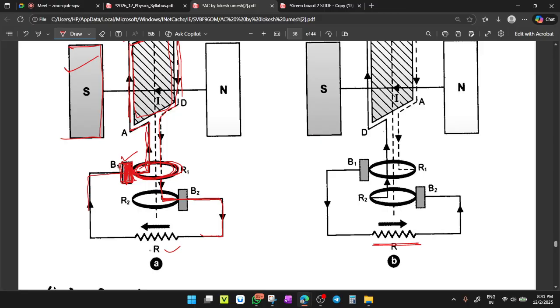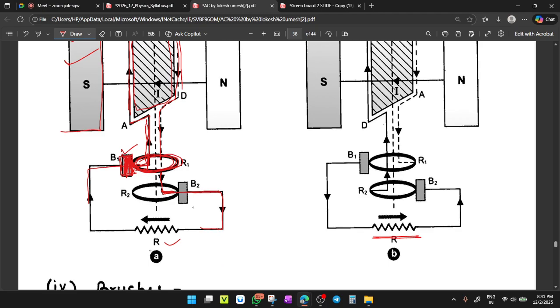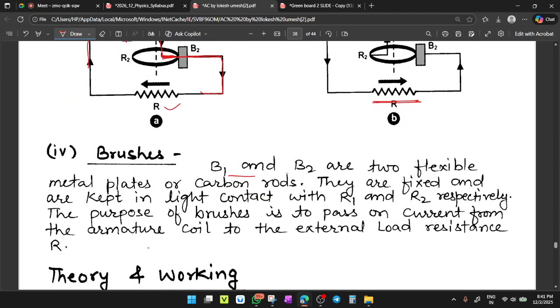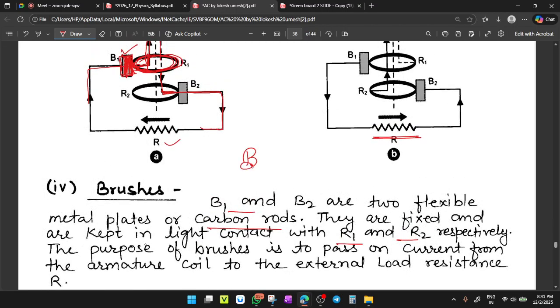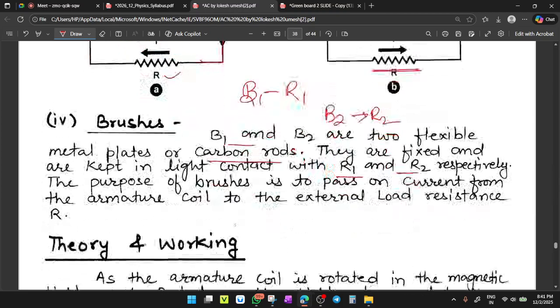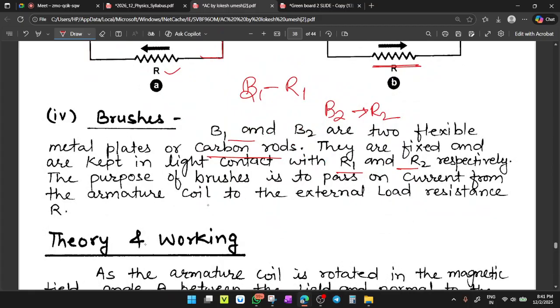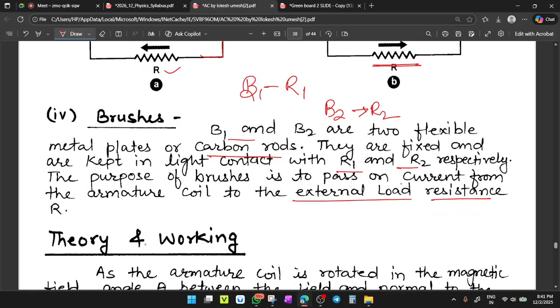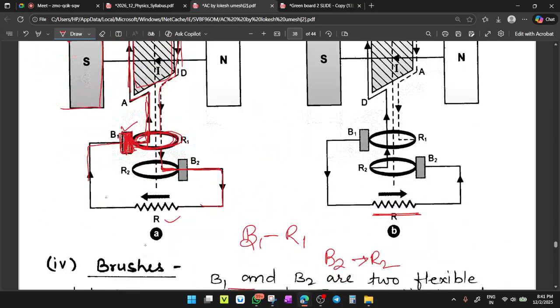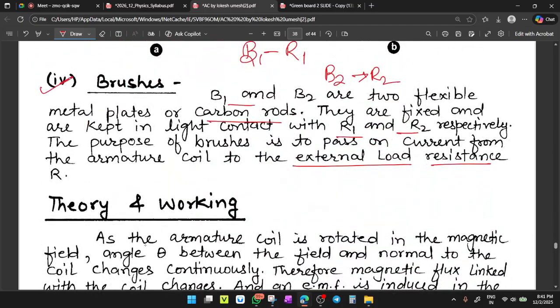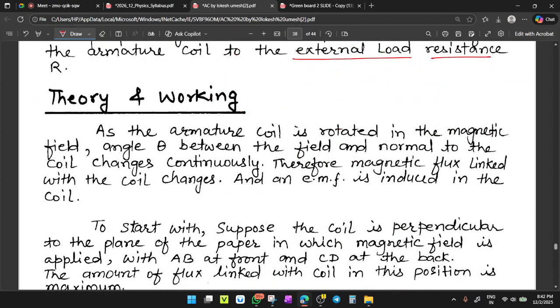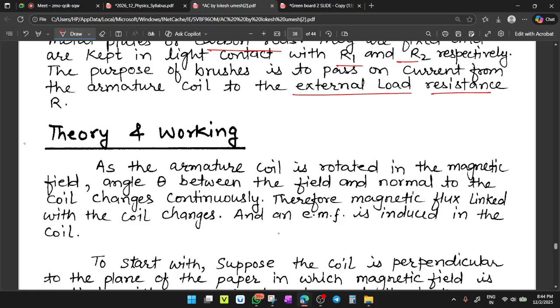From the two terminals, or the two legs, there will be connection to two carbon brushes. They are stationary. So B1 and B2 are the two flexible metal brushes of carbon rods. They are fixed and kept in light contact with R1 and R2 respectively, meaning brush B1 is connected with ring R1 and brush B2 with ring R2. The purpose of the brushes is to pass the current from the armature coil to the external load resistance, so the current produced in the coil is conveyed to the outer circuit. Clear? Theory and working of the AC generator.